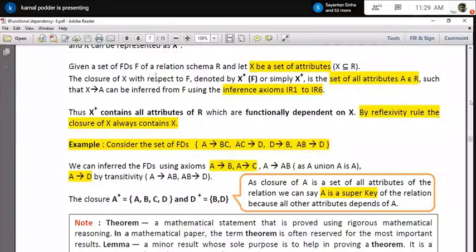Okay, closure is the set of all attributes. You have to find out all the attributes which belong to the relation, such that that particular attribute set depends on X.